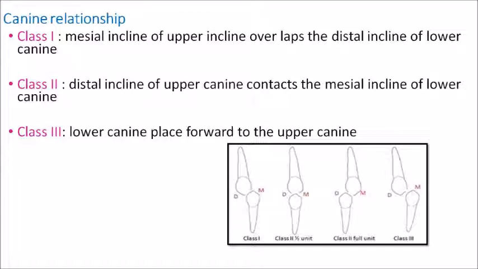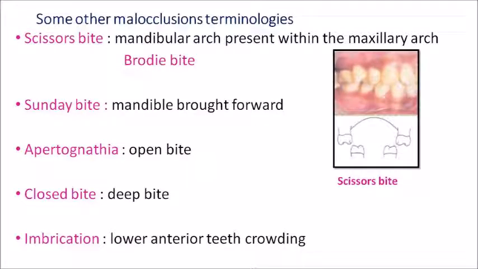Now, if the upper canine is positioned further anteriorly, then the distal incline of the upper canine will contact the mesial incline of your lower canine. Then it is a class 2. And if your lower canine is positioned further forward from a class 1 position, then it becomes a class 3 canine relationship. So we have seen the major systems of classification and their modifications.